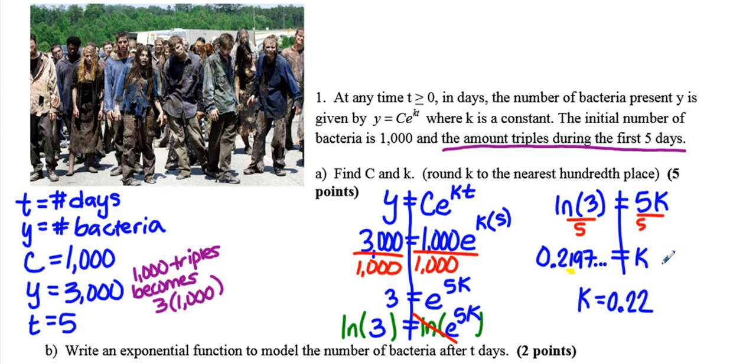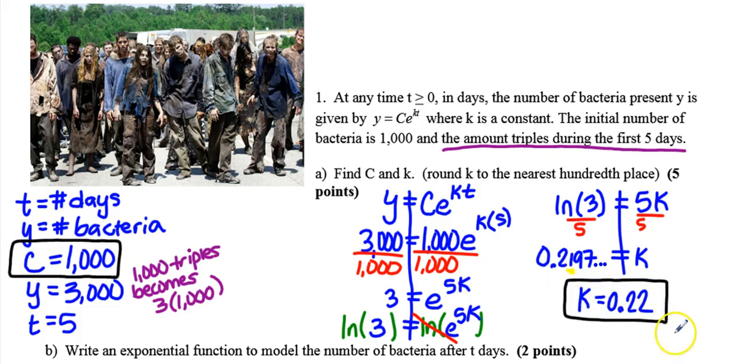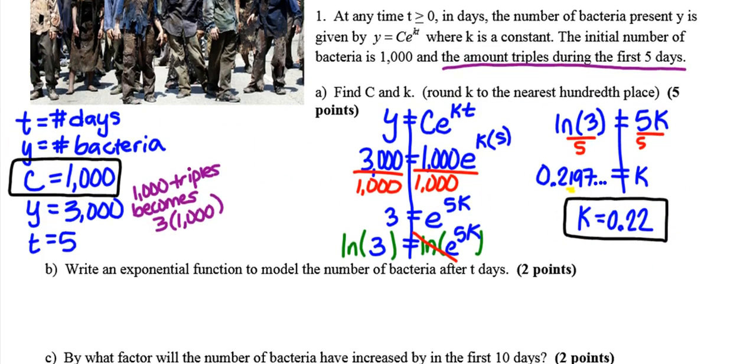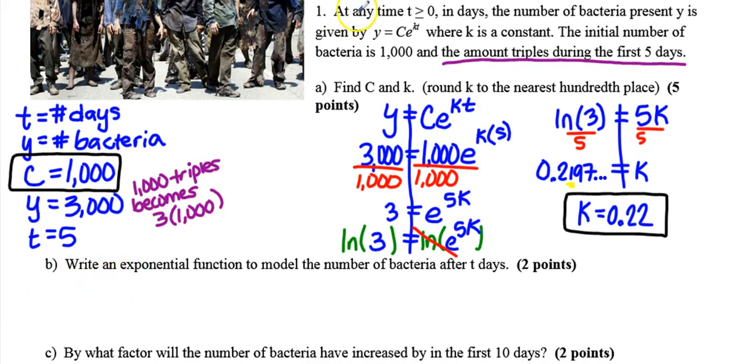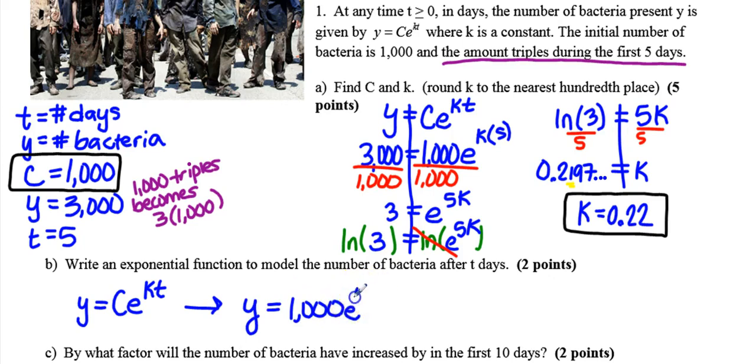Now the directions say find c and k. So I actually found c from the information given. So c is 1,000, that's all set. And now I just found k. So part A is done. We followed directions, we found c, and we found k. B says to write the model. So the original unfilled in model was y equals c e to the kt. I've found k, so now I can write the model. Y equals 1,000 e to the 0.22 t.